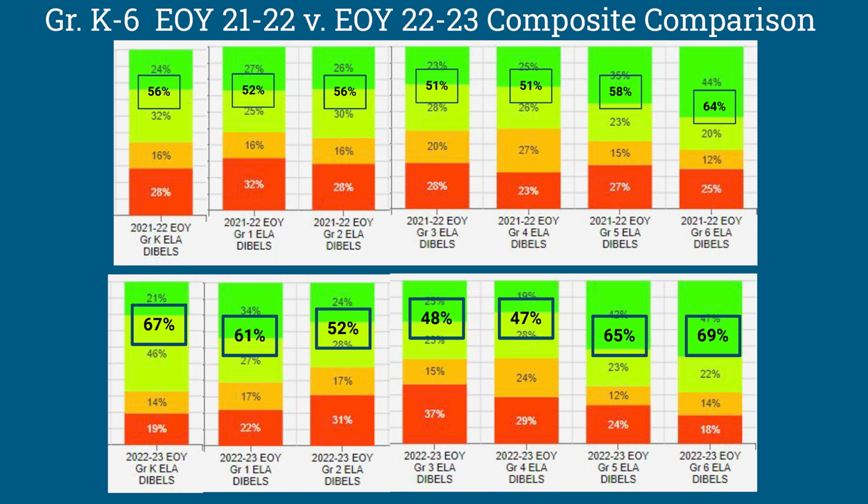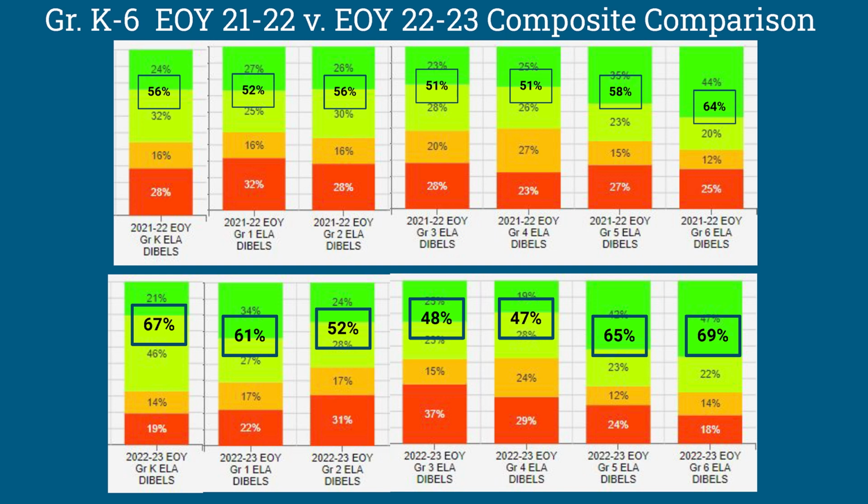So the row across the top are last year's numbers. The row on the bottom are this year's numbers. So taking a look, last year the kindergarten class ended at 56% of them being on level. This year our kindergarten class ended up at 67% of them being on level. They showed a lot of growth.